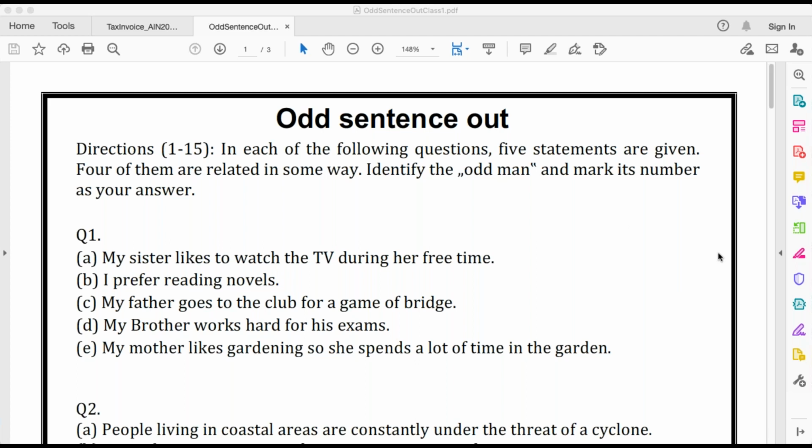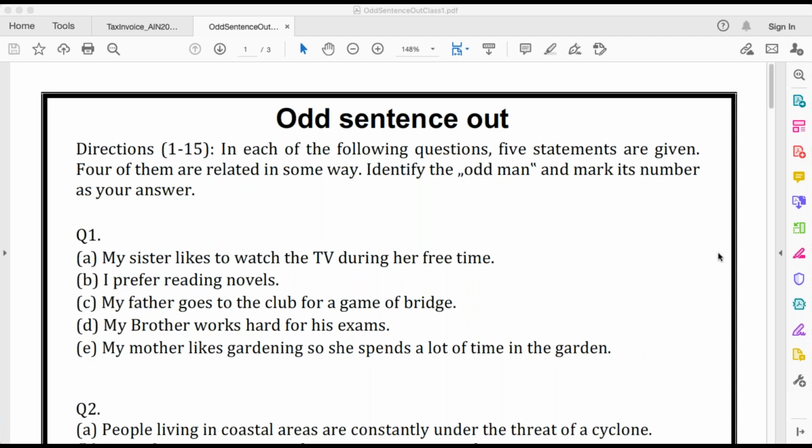All the things mentioned in A, B, C, and E are recreational activities. Reading novels is a recreational activity, Shankar. Supratik, reading novels is a recreational activity. Watching TV, reading novels, going to the club, gardening, all these are recreational activities. Only sentence number D, work hard, is talking about working. Rest all sentences are talking about recreational activities, and that is why my correct answer is option number D. Is it clear?